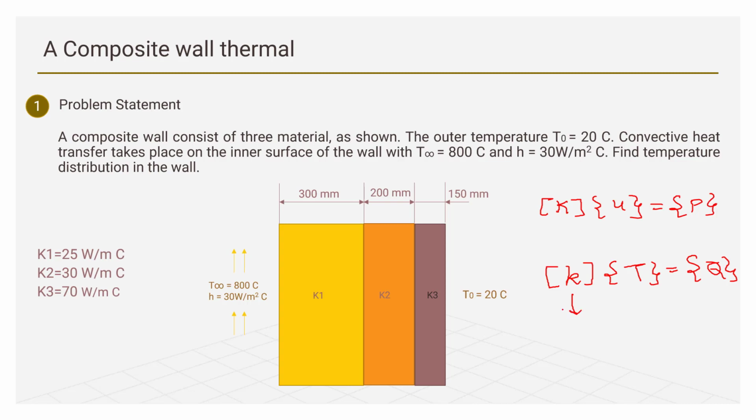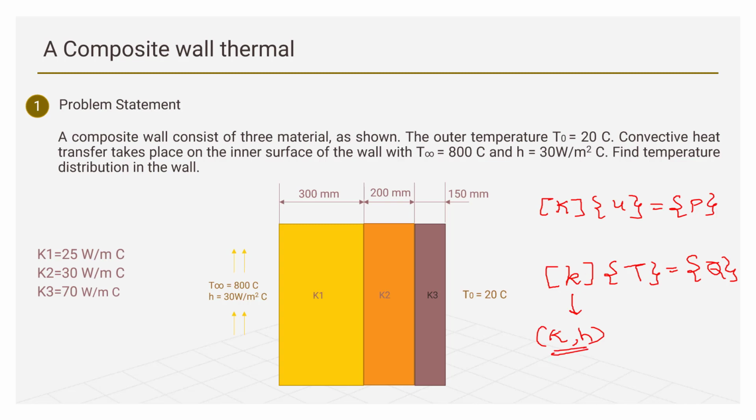So K is the thermal conductivity matrix, and T is the temperature, which is the primary variable in heat transfer. In structural mechanics, the primary variable was deformation. Q here is the heat transfer rate. This K changes according to the mode of heat transfer. If it is only conduction, then only conductivity will come into the picture. If it is convection and conduction both, then K and H both will come in the matrix equation, right? So this changes according to the modes of heat transfer.